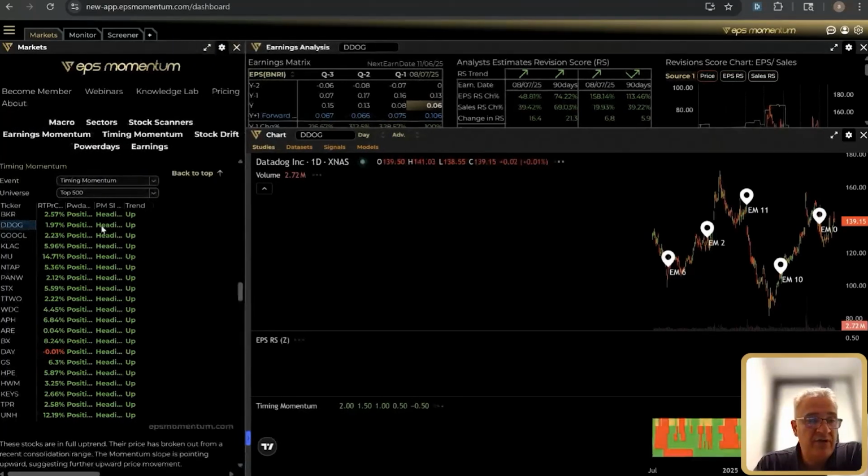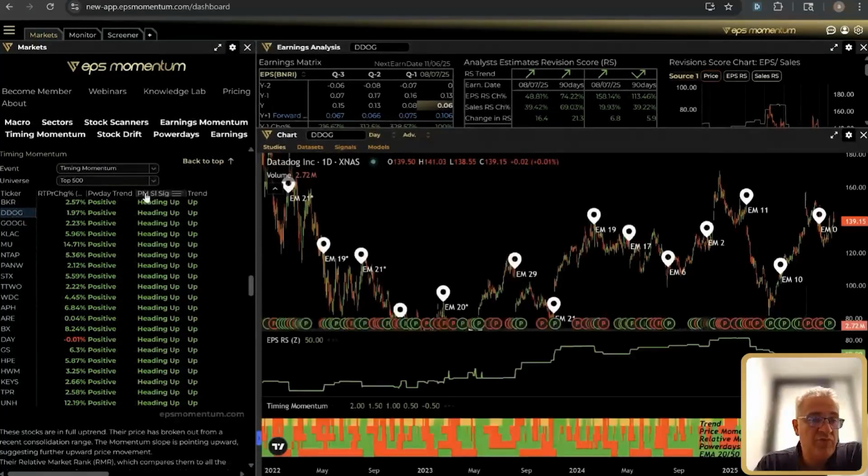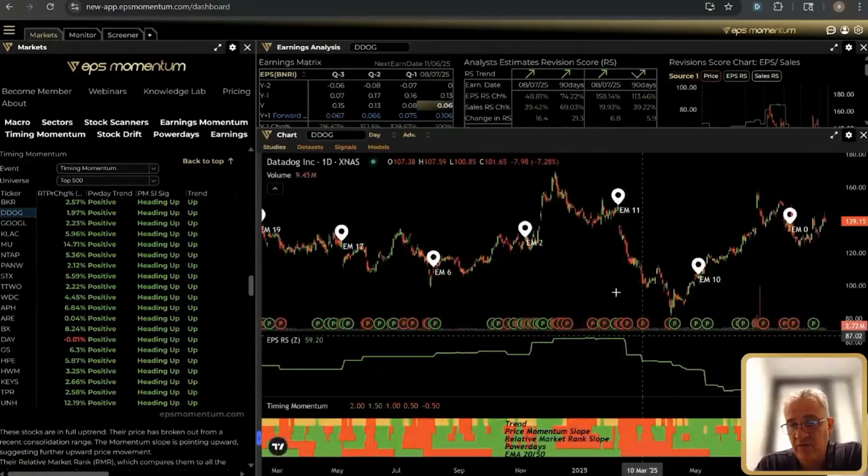So here we have the power days, the price momentum slope. We have the trend. The trend is up. The price momentum is heading upward. The power days is positive, and the price change for the last 5 days has been positive as well. So it's all rosy and positive going forward.